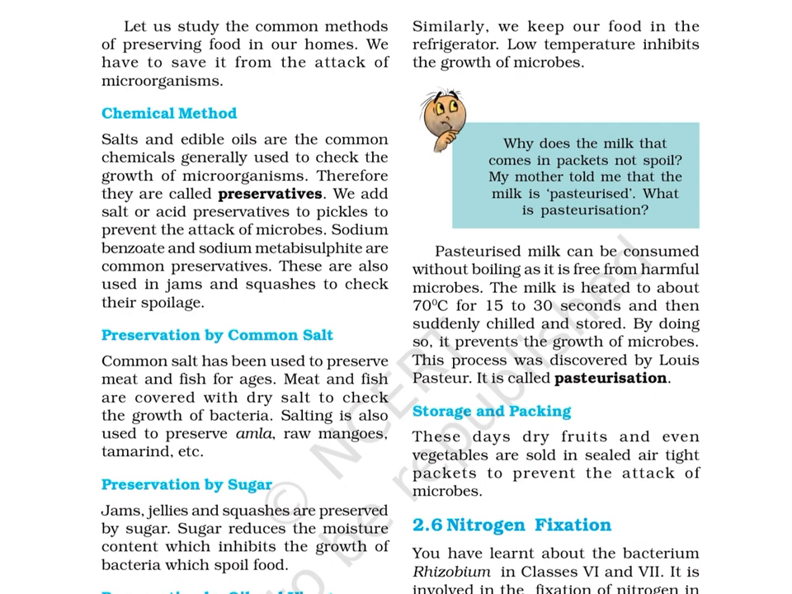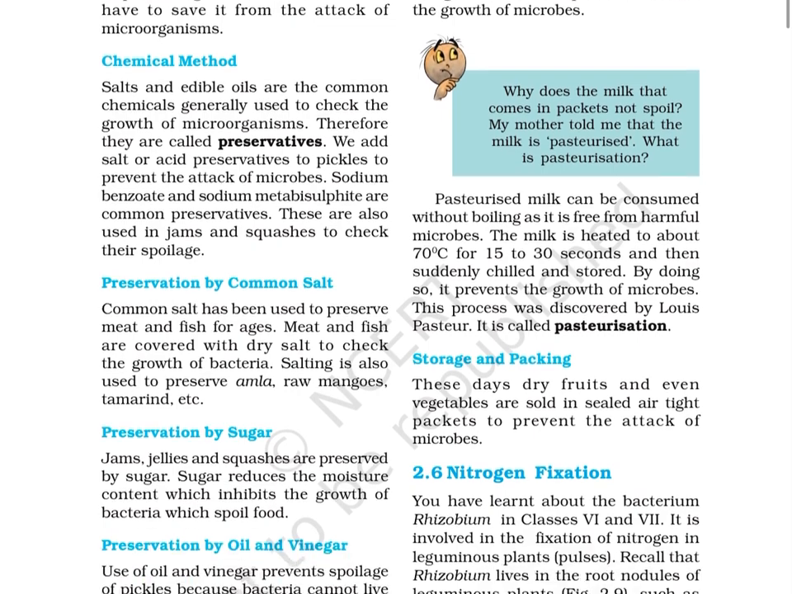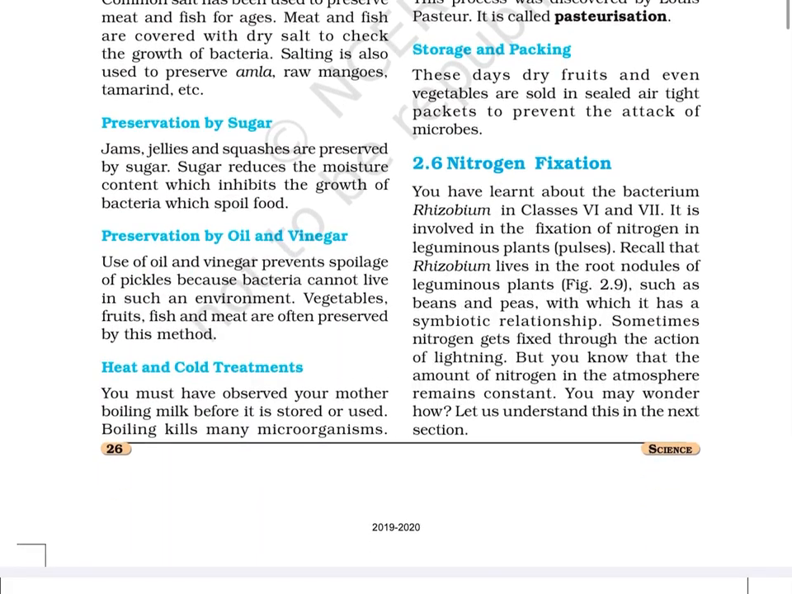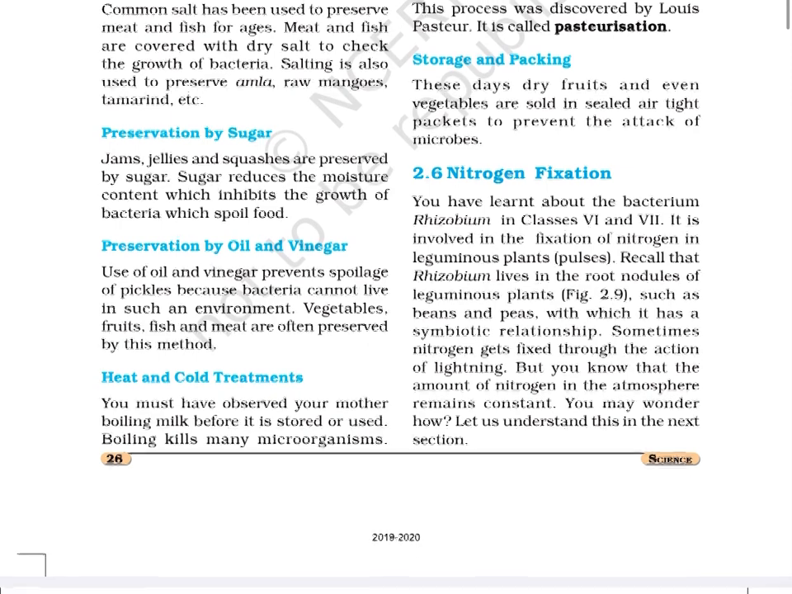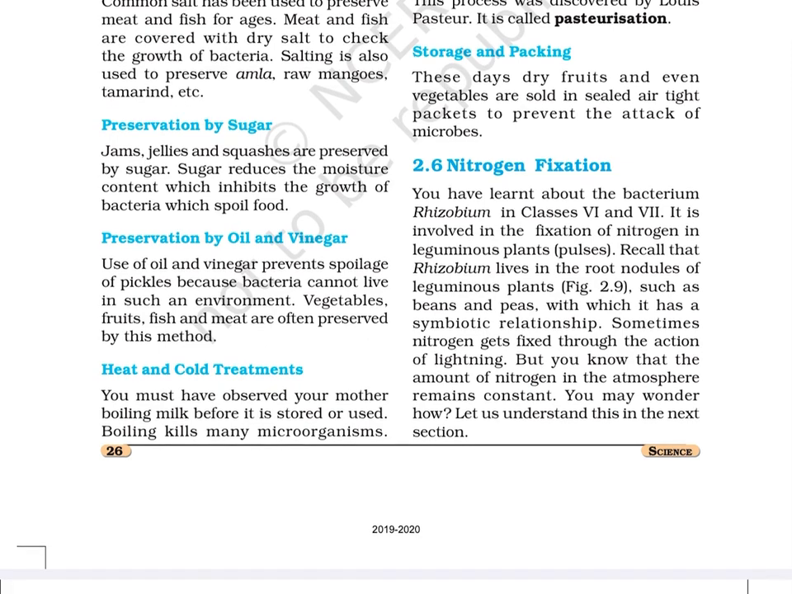Preservation by oil and vinegar. Use of oil and vinegar prevents spoilage of pickles because bacteria cannot live in such an environment. Vegetables, fruits, fish and meat are often preserved by this method.